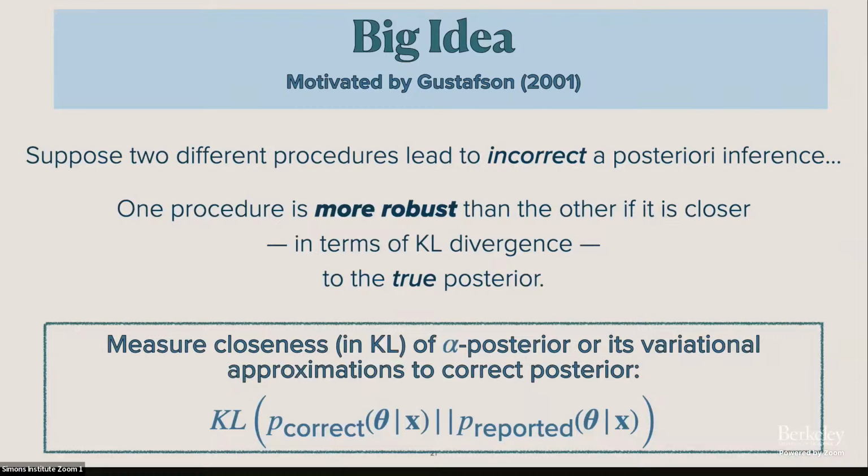So the object that we'd like to study is this closeness in terms of KL of the objects we're considering to the correct posterior. So in particular, I'm looking at the KL between the correct posterior and the reported one, where the reported here is either my P alpha or my Q alpha, that variational approximation.